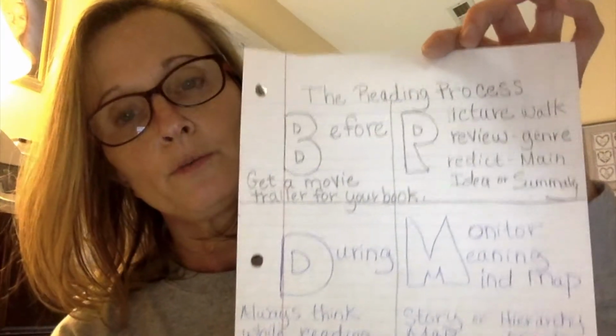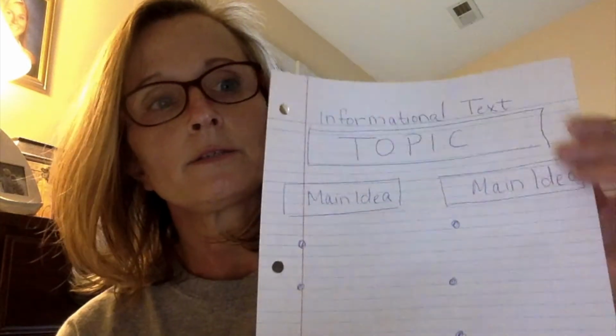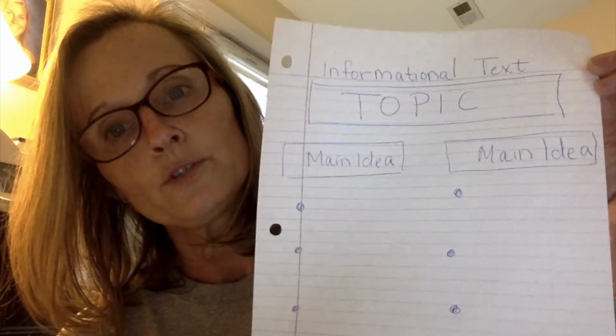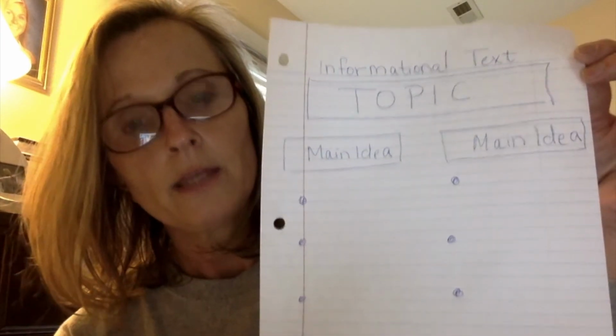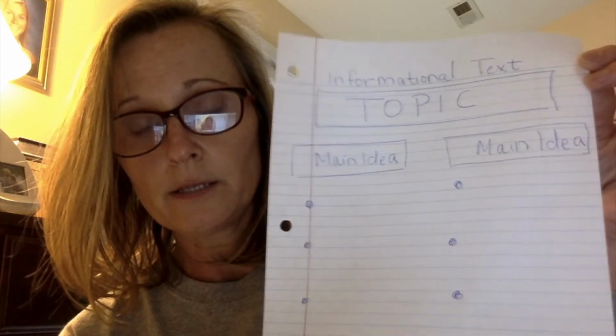So back to the reading process. You're teaching children to monitor meaning while they read. Always think while reading. If you know that you're going to read a story, then you're going to make a story map. If you know that you're going to be reading informational text, you want to help children understand hierarchy. And so informational text is usually organized by hierarchy. And so I teach my students, and this is something that spirals through the grades in elementary school.